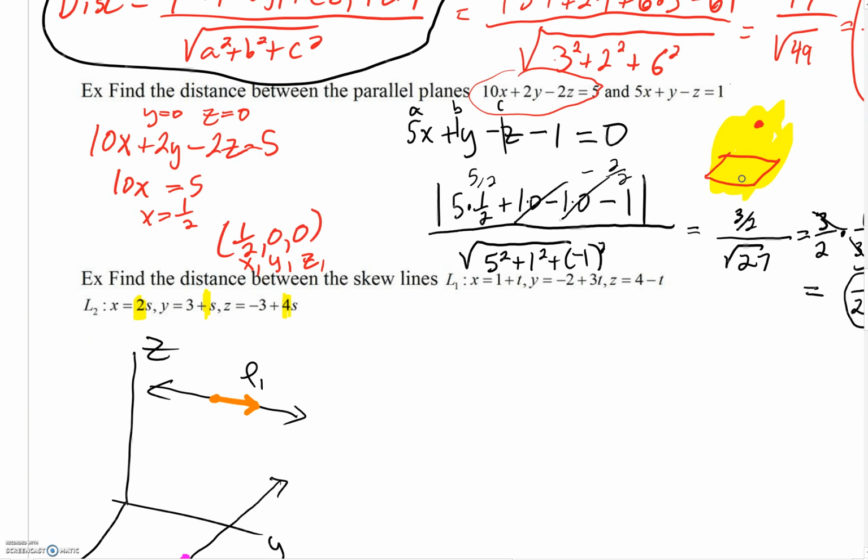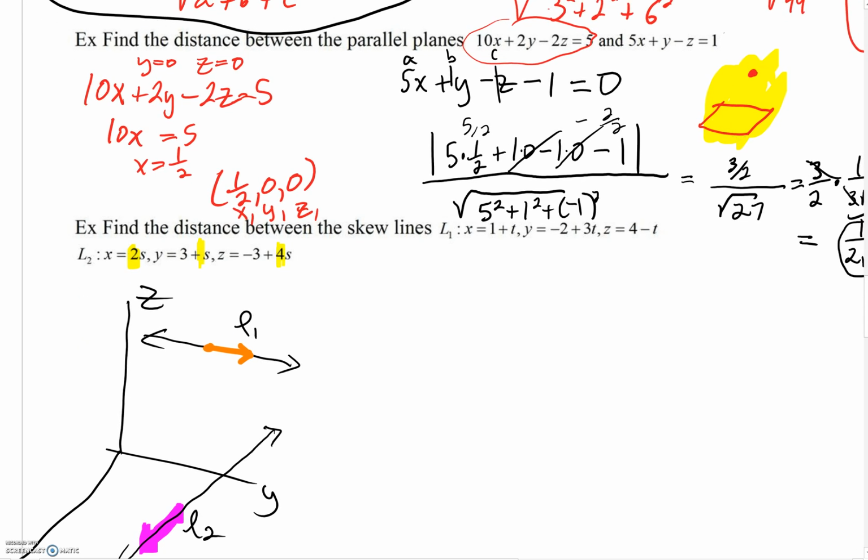Let's take a look at this next example. We've got skew lines, and these skew lines are such that we do not have an intersection between those two lines. And in fact, we also know that the lines are not parallel. Parallel means that not only do the lines not touch, but they could also be contained in the same plane.